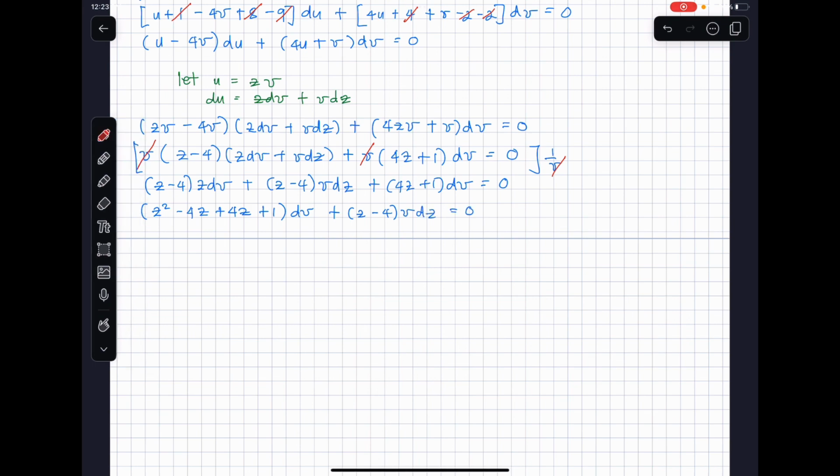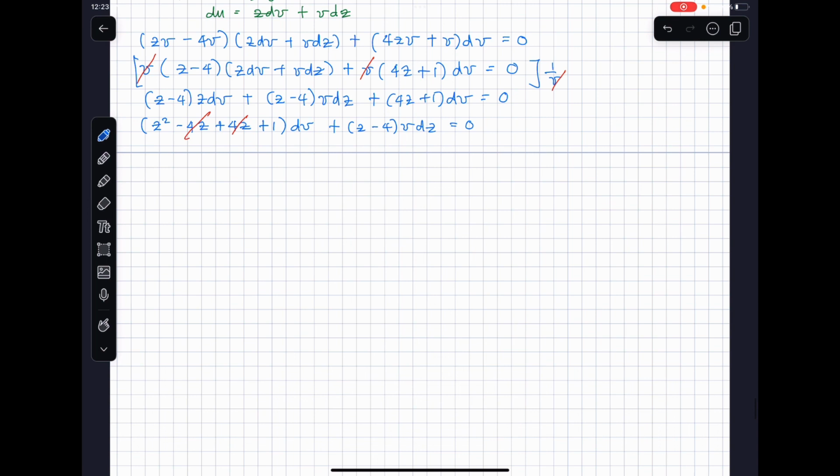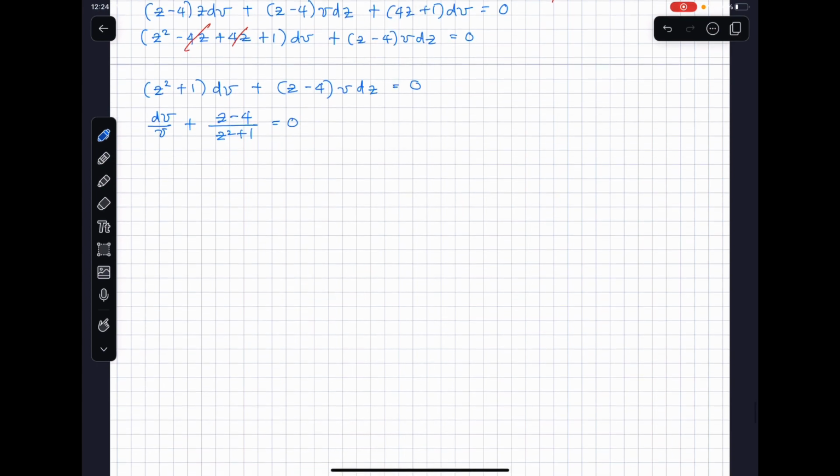And as we can see here, negative 4z and positive 4z will be 0. So leaving us to have z squared plus 1 dv plus z minus 4 v dz is equal to 0. So separating the two, so dv over v plus z minus 4 over z squared plus 1 is equal to 0. So we can now integrate.